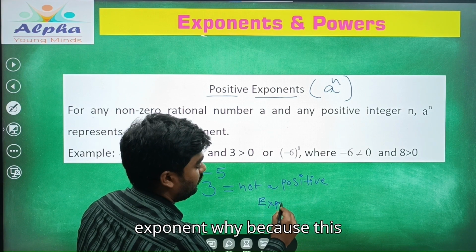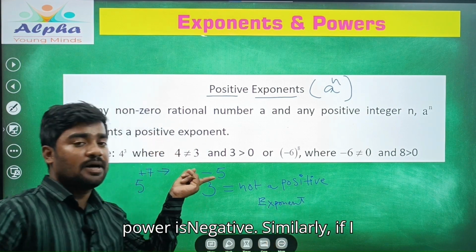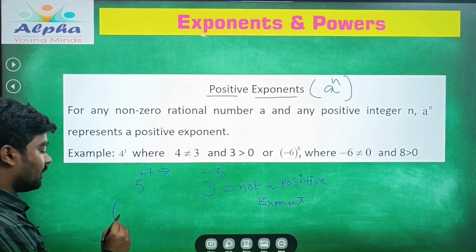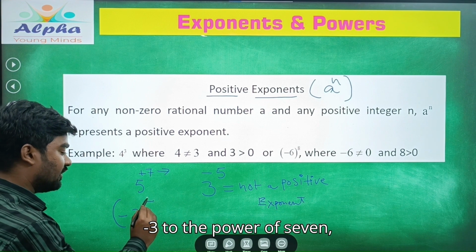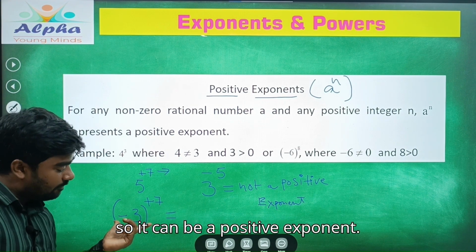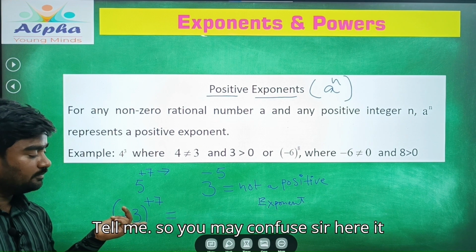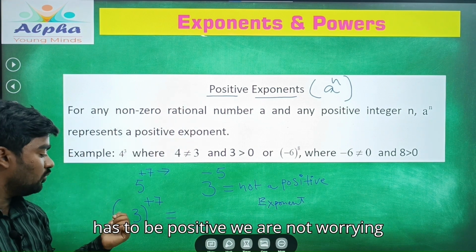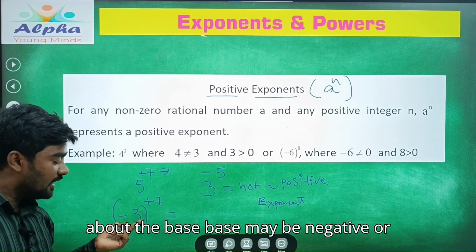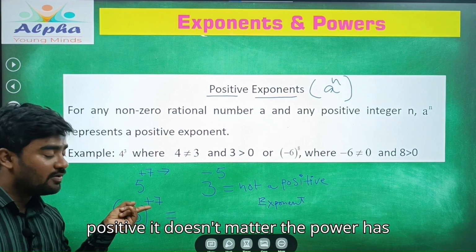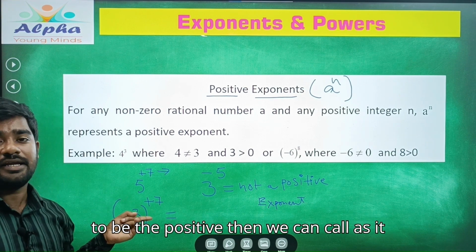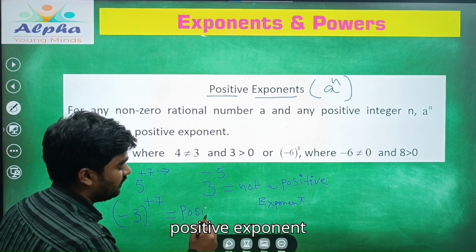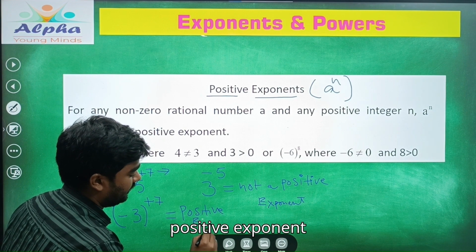Because this power is negative. Similarly, if I ask you, minus 3 to the power of 7, can it be a positive exponent? Tell me. You may be confused, sir, here it is negative. No problem, I told you the power has to be positive. We are not worrying about the base. The base may be negative or positive, it doesn't matter. The power has to be positive, then we can call it a positive exponent. So it is a positive exponent.